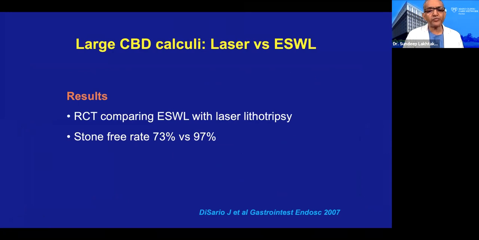This is also an experience elsewhere where they have compared ESWL with laser lithotripsy. Although the results are three-fourths compared to almost 100% with laser lithotripsy, our experience is slightly different. I would say ESWL is as good as laser lithotripsy if you have sufficient time with you.